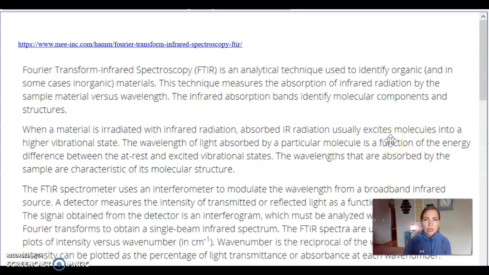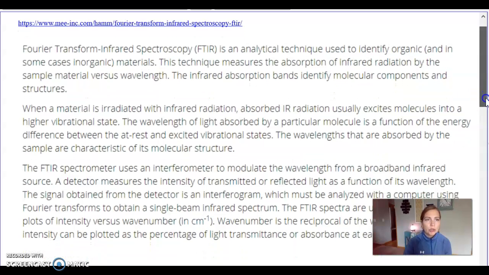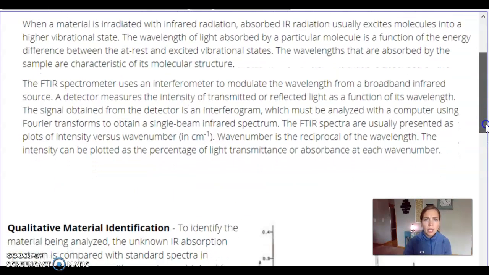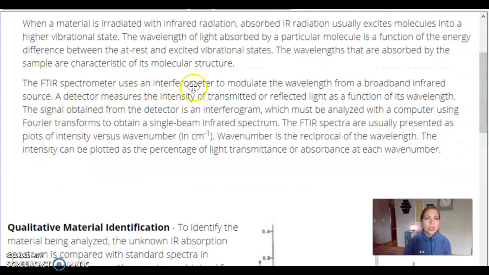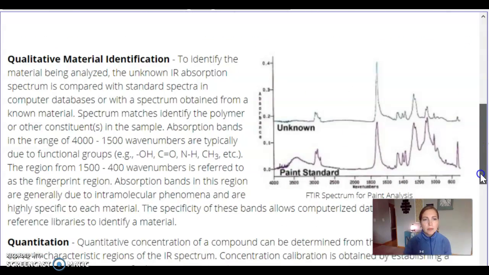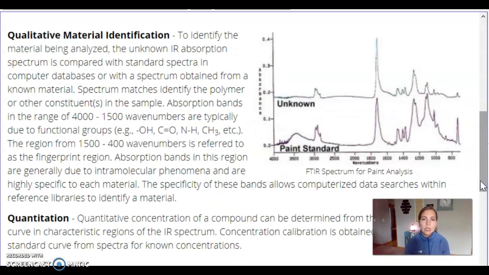Here's some other things I found. So they use the Fourier transform. It says the spectrometers are used to modulate the wavelength from a broadband infrared source. So again, you have the reflected light as a function of its wavelength, and then we can transform those into percentage of light transmittance or absorbance at each wave number. So again, here are some more graphs. You can look at it.